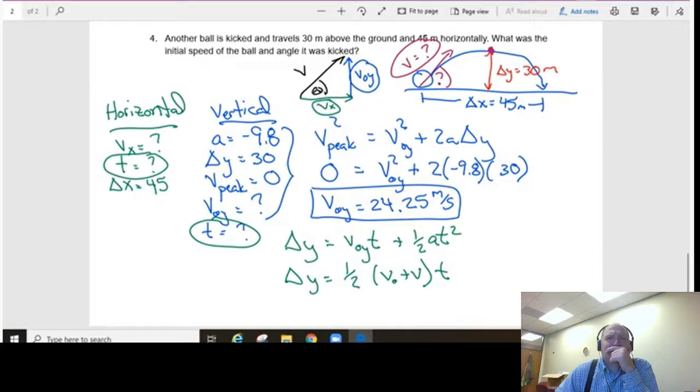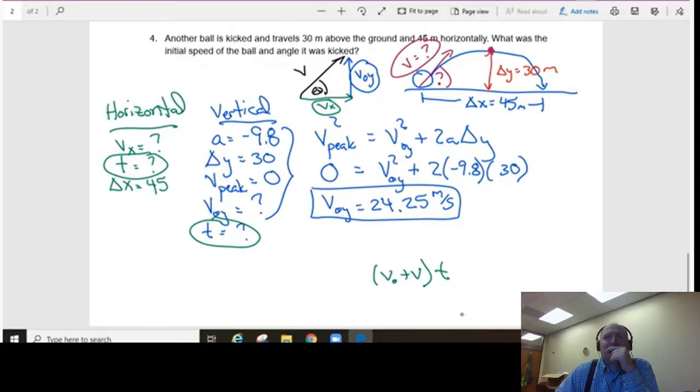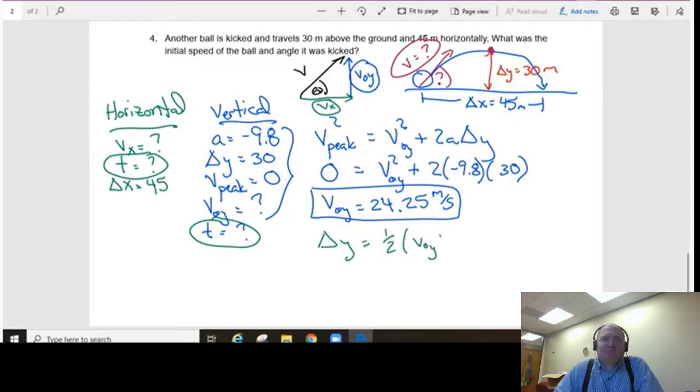Either one will get you the right answer. This one is a quadratic. This one looks kind of messy, so I'm not going to use this one. Okay, so let's use this one. But I'm going to rewrite it in a better spot. Okay, and the other piece of information, when I use this equation, delta y is equal to 1/2 v naught y plus v at the peak times t. That gives me how much time it takes me to get to the peak.